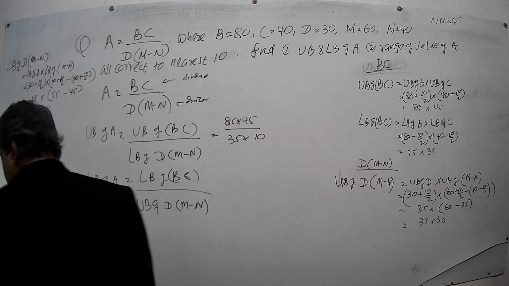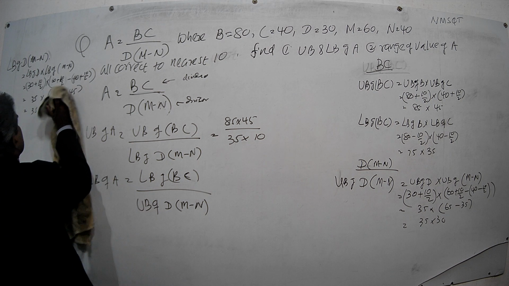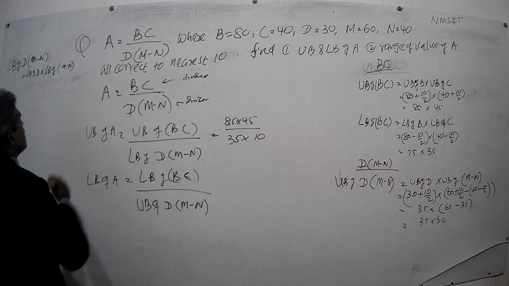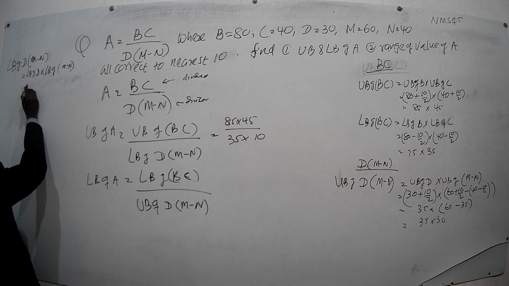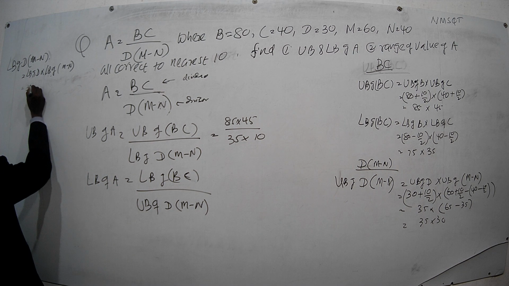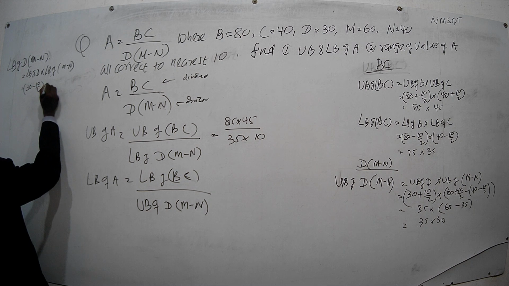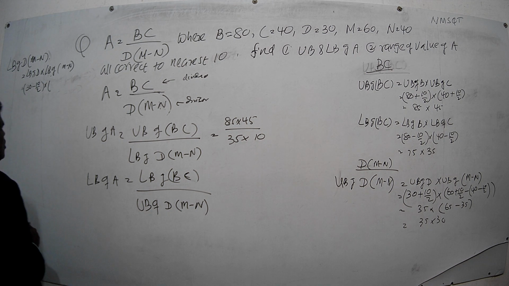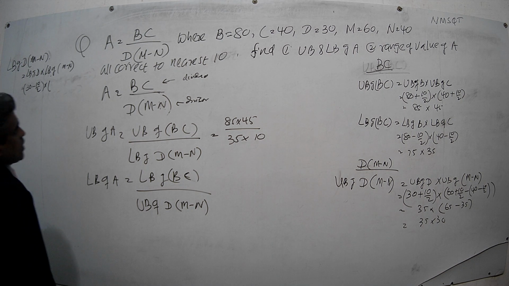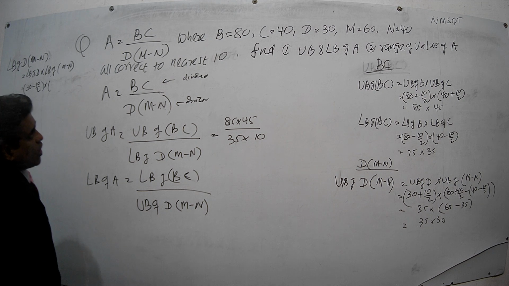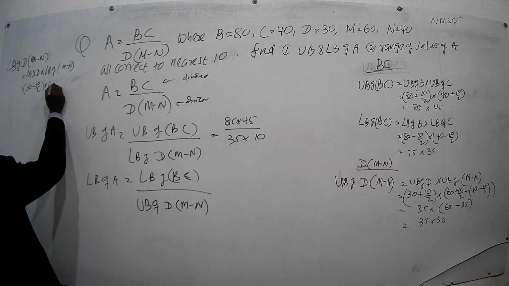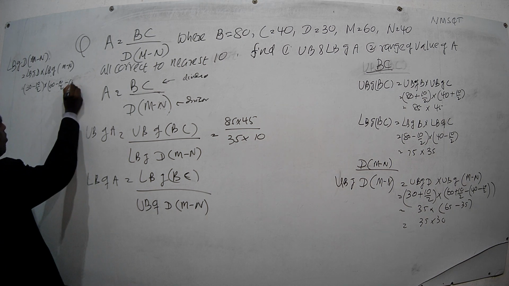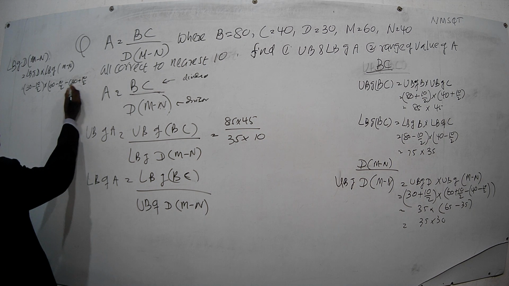I have made a mistake here. I'm sorry. You have to find the lower bound of d. Lower bound of d here: d is 30 minus degree of accuracy over 2. Then into the lower bound of m minus n. Lower bound of difference means the lower bound of the larger value minus the upper bound of the smaller value. Then the lower bound of m is 60 minus 10 over 2. Then the upper bound of n is 40 plus 10 over 2, corrected value plus degree of accuracy over 2.